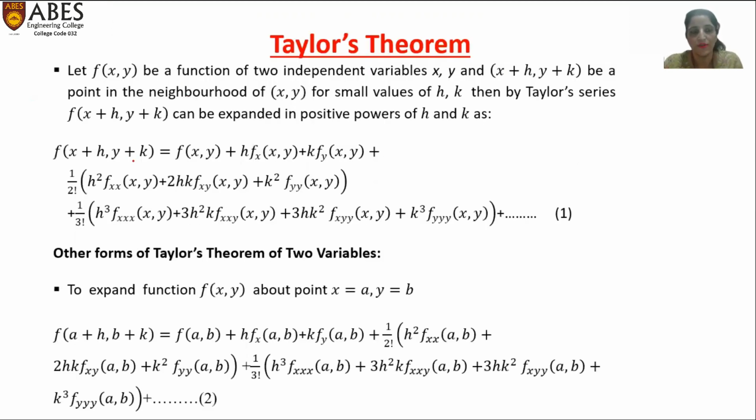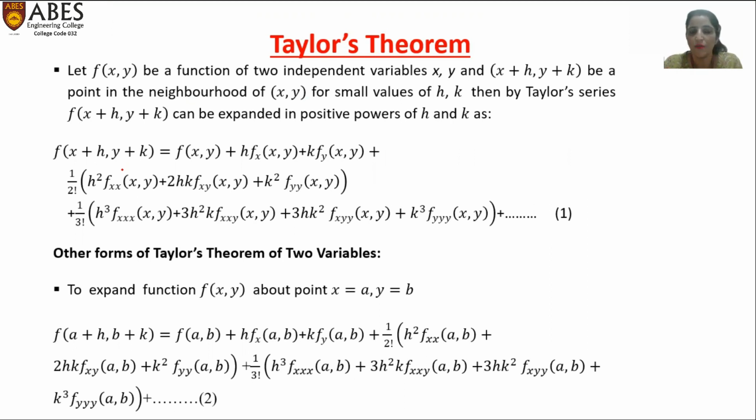This is the statement of Taylor's theorem: let f(x,y) be a function of two independent variables x and y, and (x+h, y+k) be a point in the neighborhood of (x,y) for very small values of h and k. Then by Taylor series, the function at the neighborhood point can be expanded in positive powers of h and k using the partial derivatives, as expressed in equation 1.